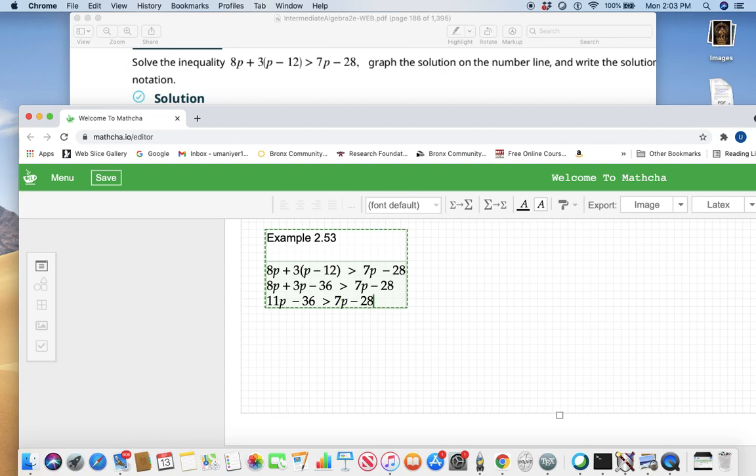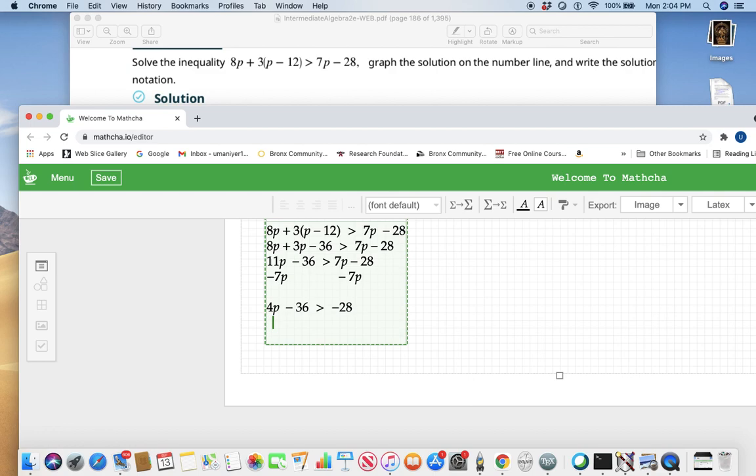7p minus 28. At this point, I notice that I have a variable here and a variable here on opposite sides of greater than. So get the 7p here by subtracting 7p. That's positive 7p, so minus 7p on both sides. So 11p minus 7p is 4p. Minus 36 is greater than, 7p minus 7p cancel, negative 28.